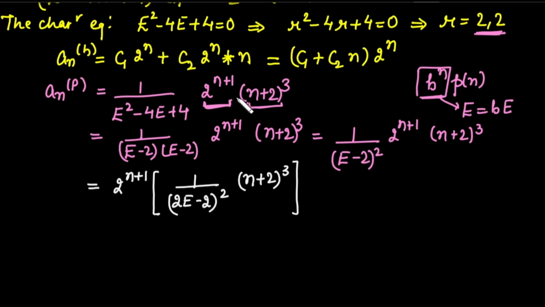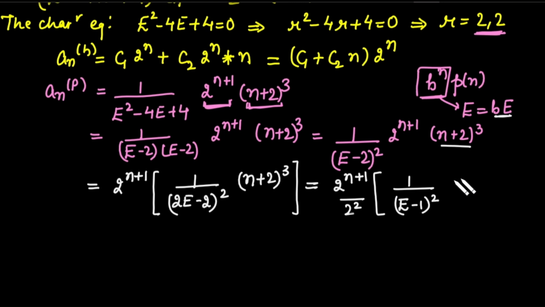So in this step, when we have the product form, first replace E with bE, and then we will move towards the polynomial case. Simplify this. This is equal to 2 raised to power (n+1) outside, because we are done with that part, we just need to figure out the polynomial now. Taking 2 outside, we get a 2 square outside, 1 upon (E minus 1) whole square, acting on (n+2) raised to power 3.